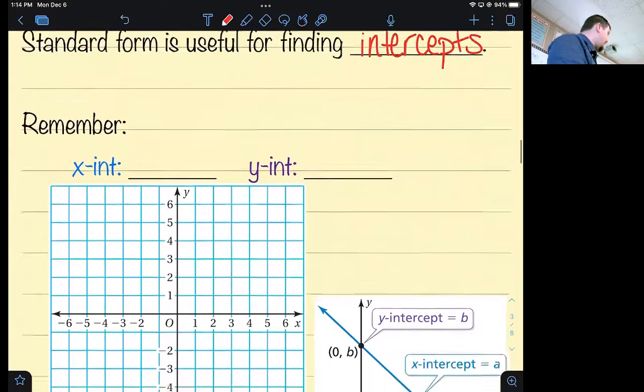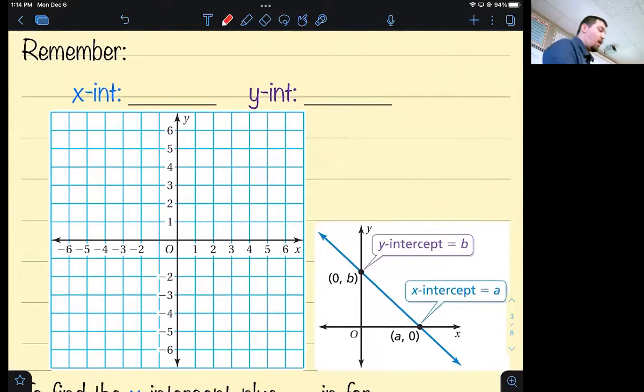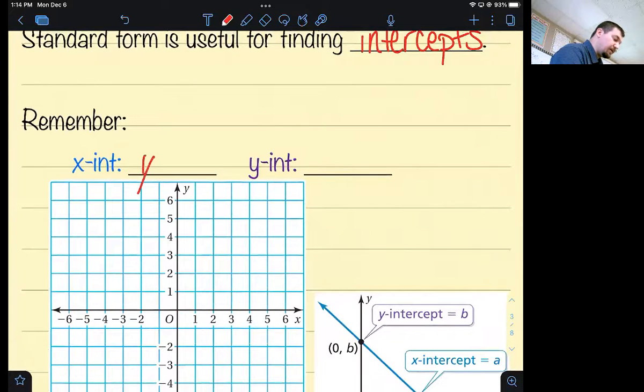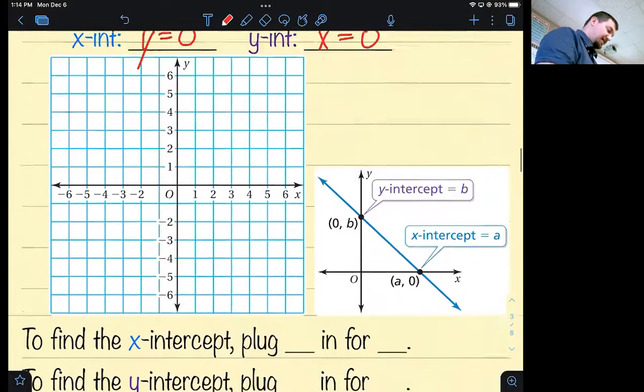We said that anywhere on the x-axis, all the y values are what? Anywhere on the x-axis, all the y values are 0. So (-6, 0), (-5, 0), (-4, 0), (2, 0), (3, 0), (4, 0), (5, 0). The y values are always 0. Anywhere on the y-axis, the x values are always 0. So with that given information, we're going to plug in 0 for y to find the x-intercept, and we're going to plug in 0 for x to find the y-intercept.